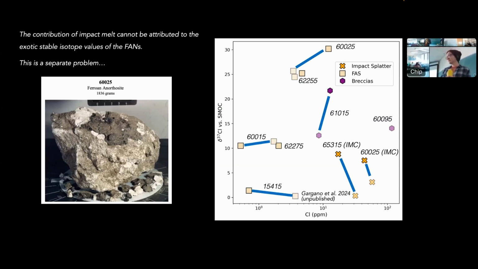What are the blue lines? The blue lines are linking the structurally bound and water-soluble chloride isotope values of the fans. And which is which? They're all connected. So the blue lines connect which is structurally bound and which is the water-soluble? Water-soluble is faded in this case.